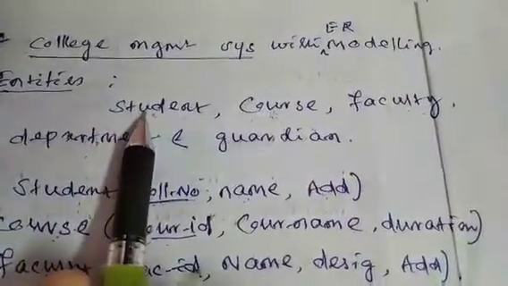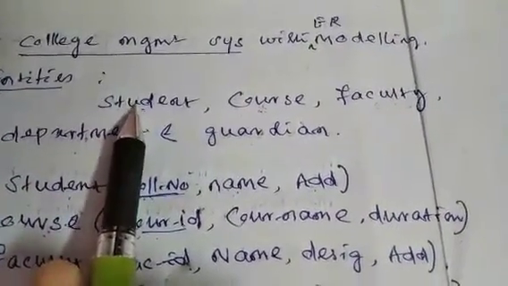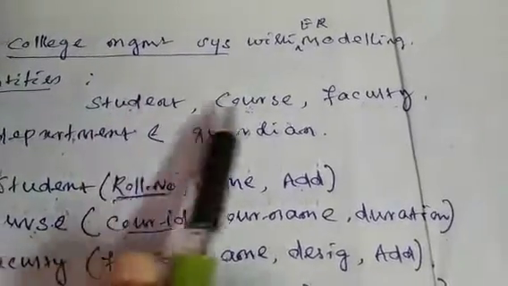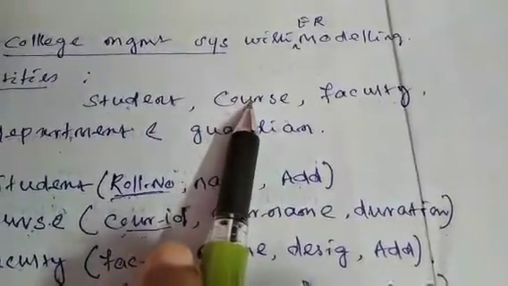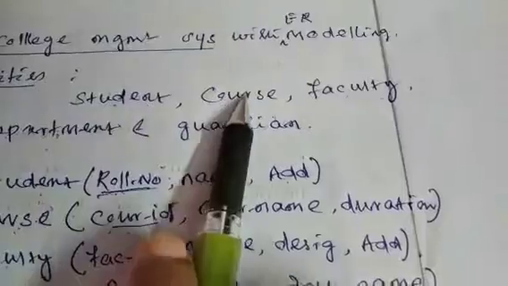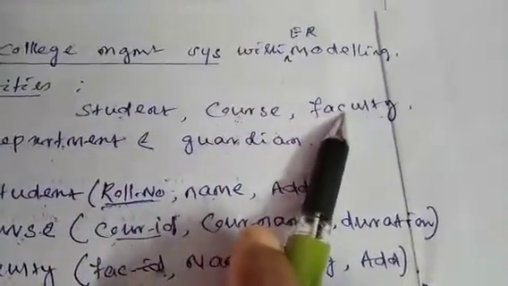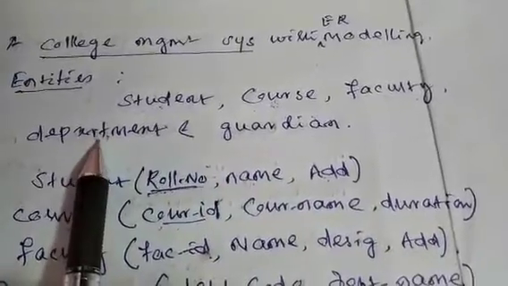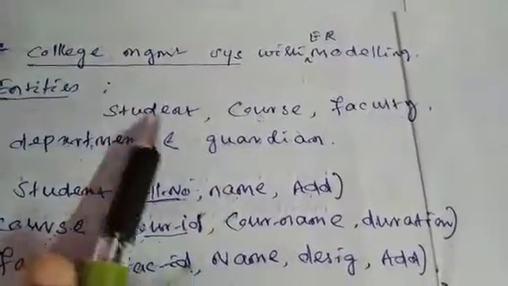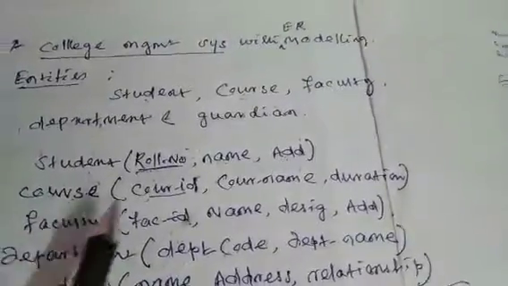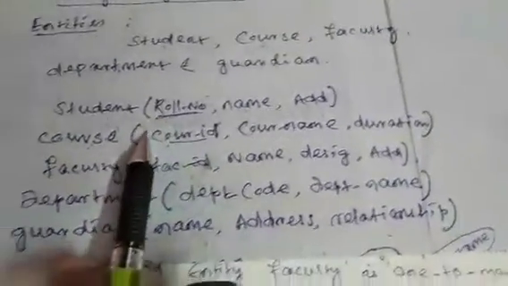A student must give his option to take admission in a course, and each course must be taught by different faculties, and these faculties must be working in a department, and a student must have a guardian. So the attributes for each entity are considered like this.